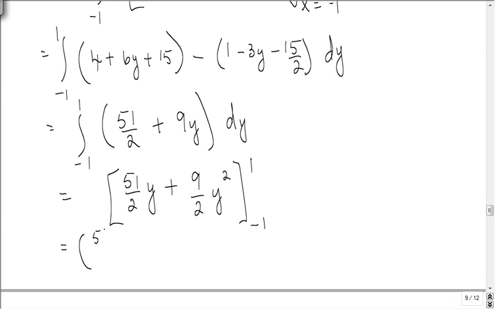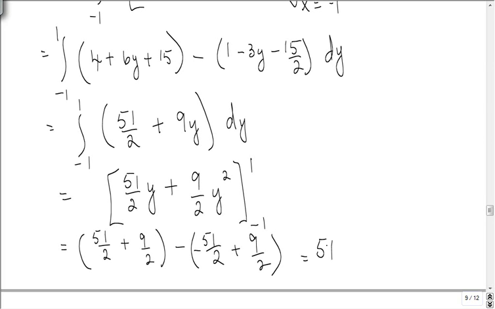So put 51 over 2 plus 9 over 2, minus, put minus 1, 51 over 2 plus 9 over 2. Is that 0? You forgot a negative. Oh, okay, that's what I'm saying. That cannot be 0. Right, so the answer is 51. Thank you. Any questions?